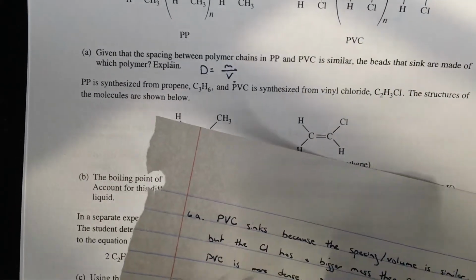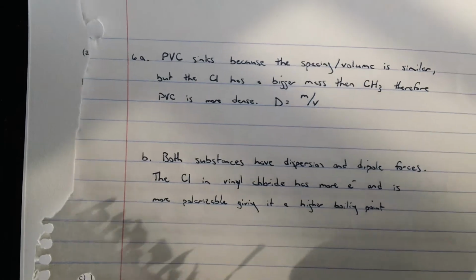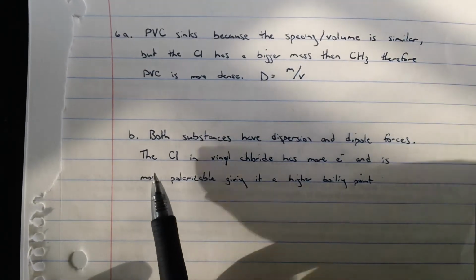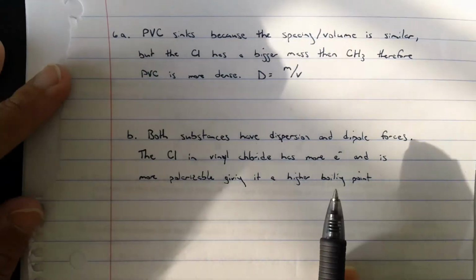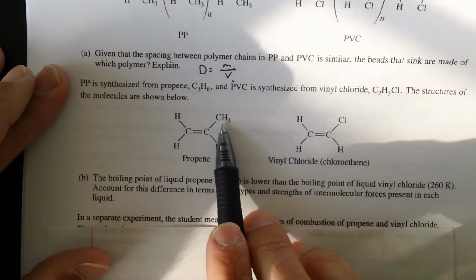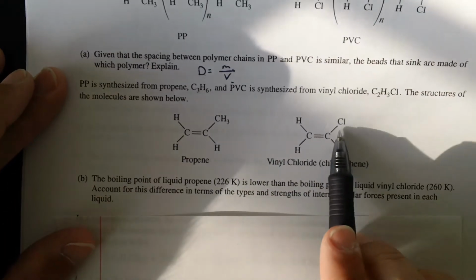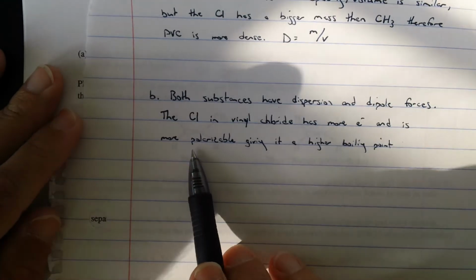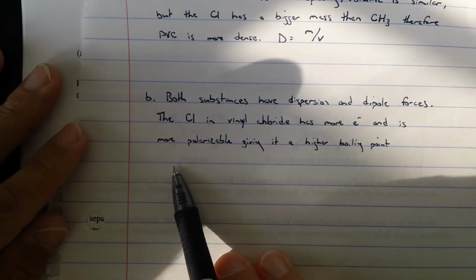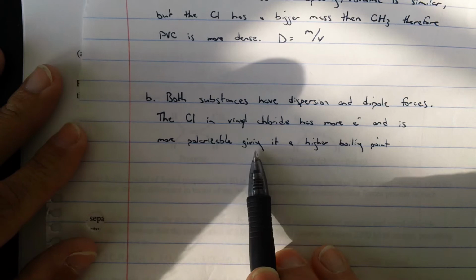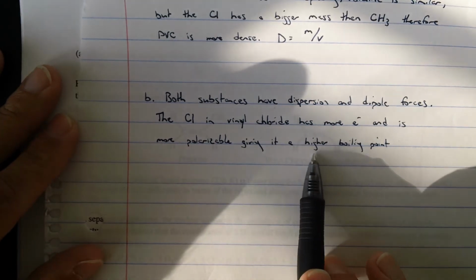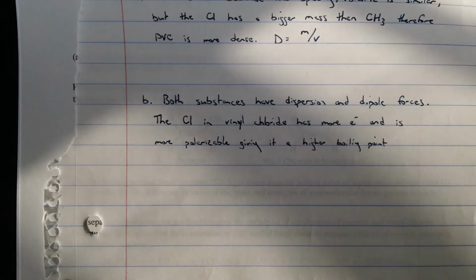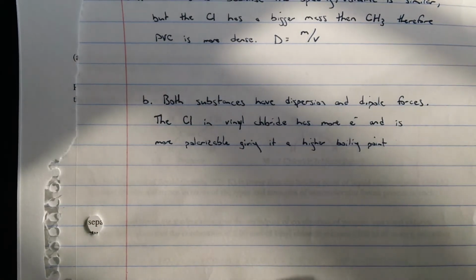And so we've got to talk about which one of those is going to have the bigger dipole moment. And when we look at this, so write it down, both substances have dispersion forces and dipole forces. The chlorine in the vinyl chloride has more electrons than the CH3 has in the propene. And because it has more electrons, it is going to be more polarizable, giving it a greater dipole moment and a higher boiling point. That's how you would word part B on number 6.